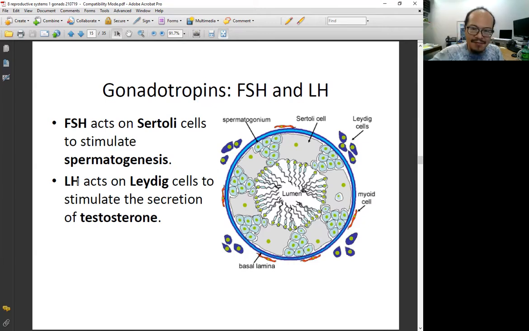LH. Now, Sertoli has its job. LH will act on the other one, that is the Leydig cell. Leydig cells produce testosterone, the male sex hormone. So that's that. So this will be an easy quiz question: where does FSH act in the male, and where does LH act in the male, and what are the consequences of that? All right, that's that.